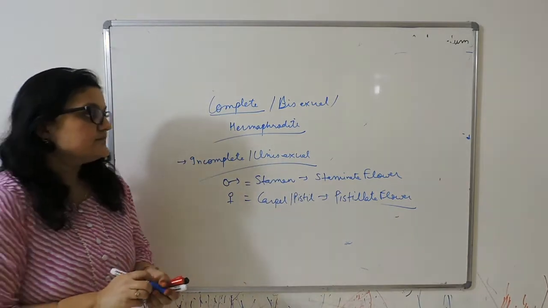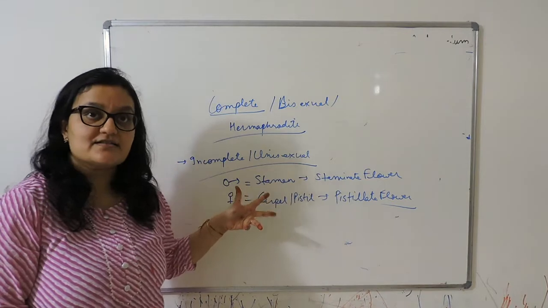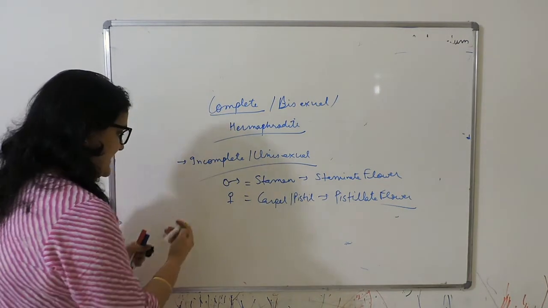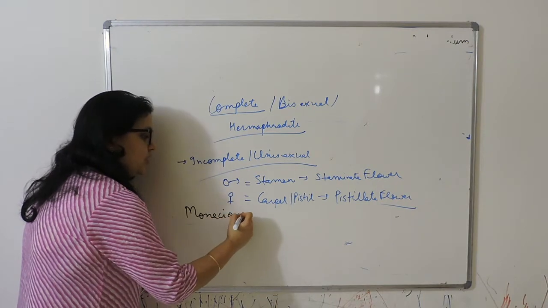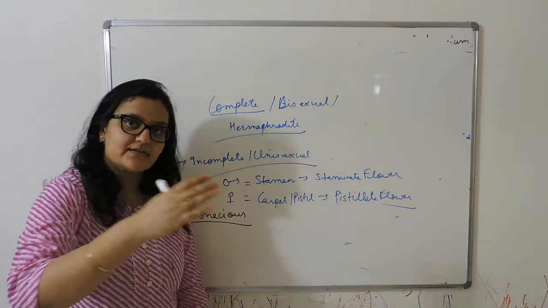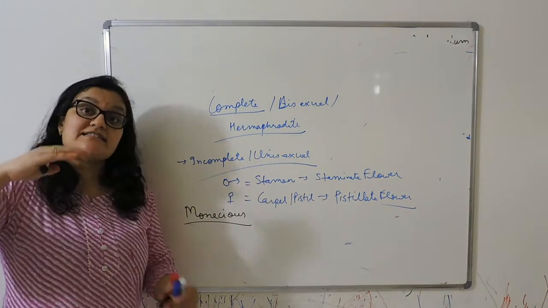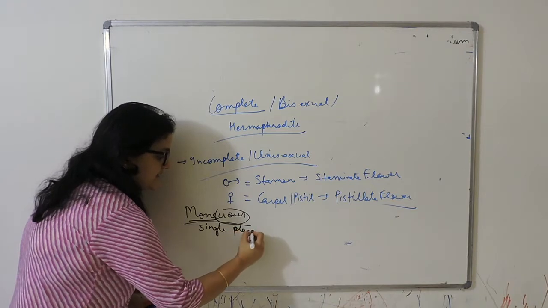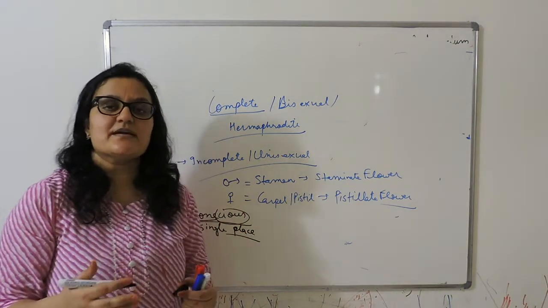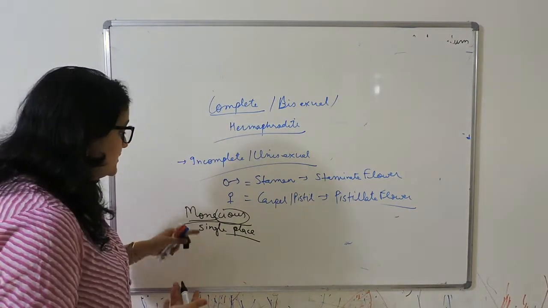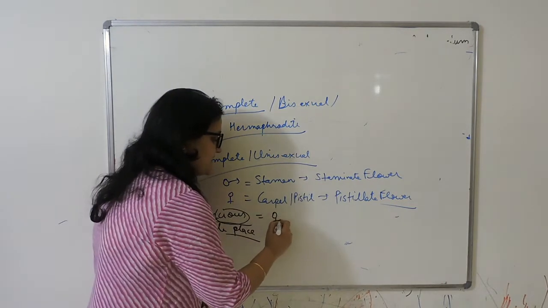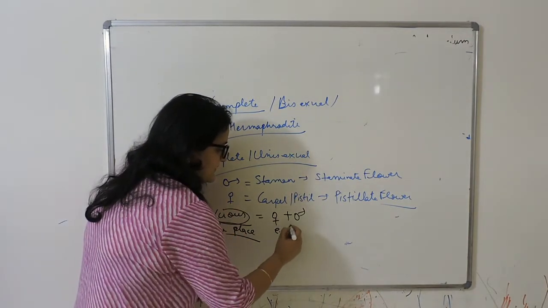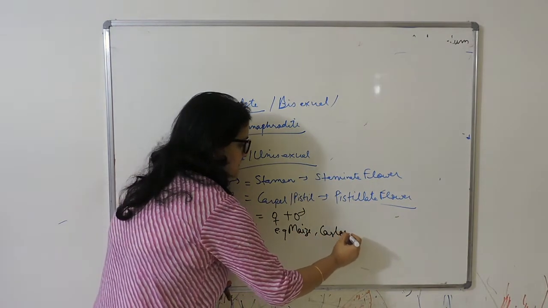Then again one term comes: if these two types of flowers are present in a single plant, then that plant is known as the monoecious plant. Although they have unisexual flowers, male flower is also there and female flower is also there, but on the same plant. Mono means single and oecious means house or place. If they are present in a single place, on the same plant, then that is the monoecious plant, in which both male and female flowers are present. Examples: maize, castor, cucurbitaceae family.